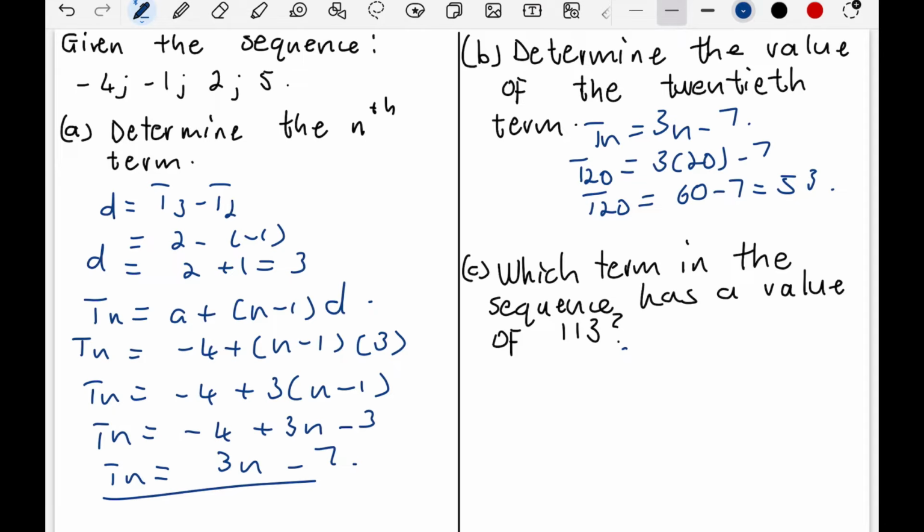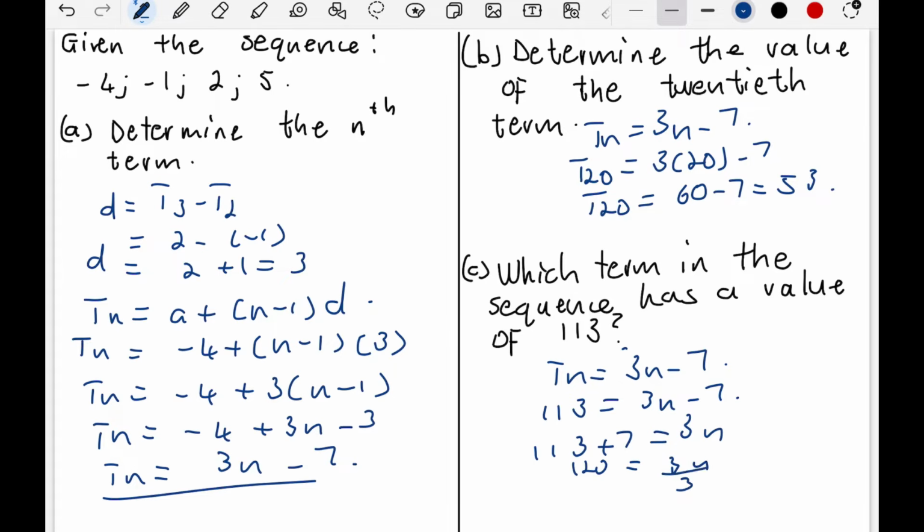C says which term in the sequence has a value of 113. Now remember what we said. A value means 113 is Tn. So Tn is equal to 3n minus 7. 113 is equal to 3n minus 7. So 113 plus 7 is equal to 3n. And therefore 3n is equal to 120. And if we divide both sides by 3, we would get that n is 40.